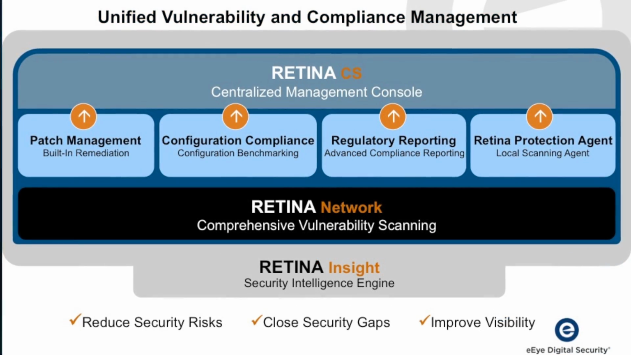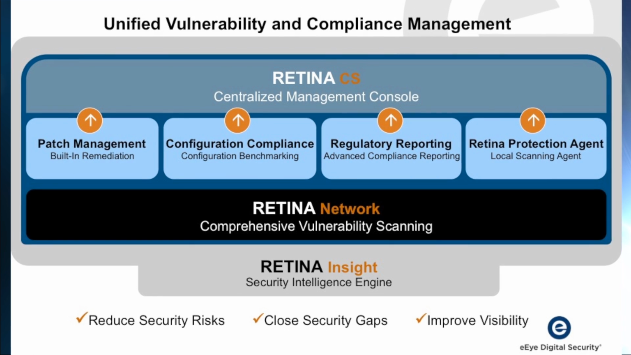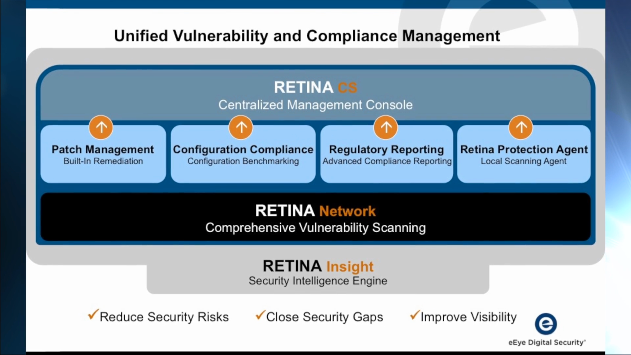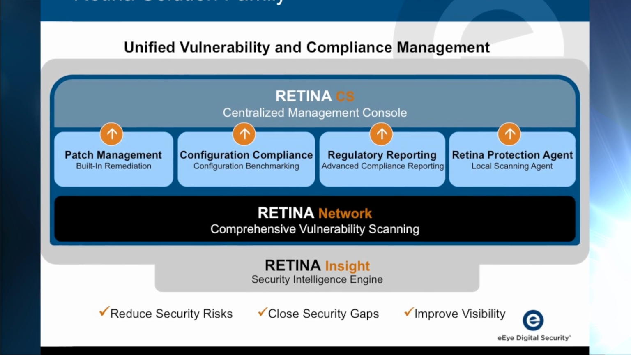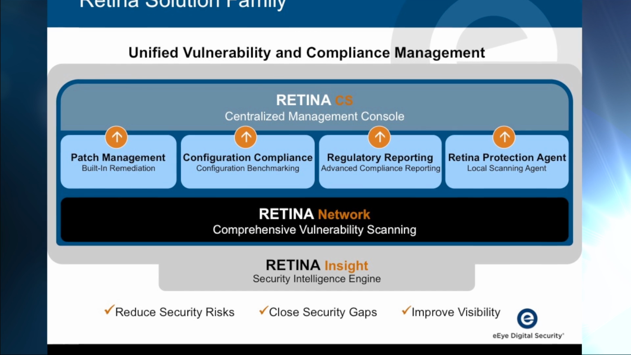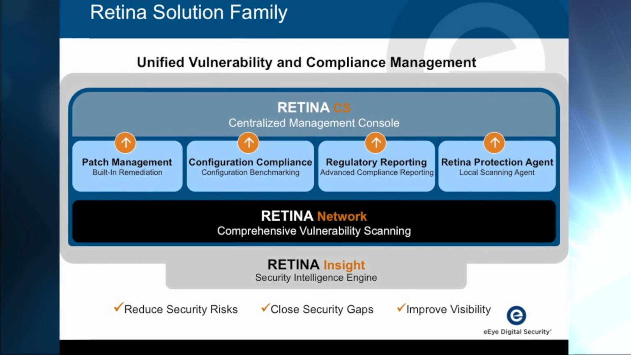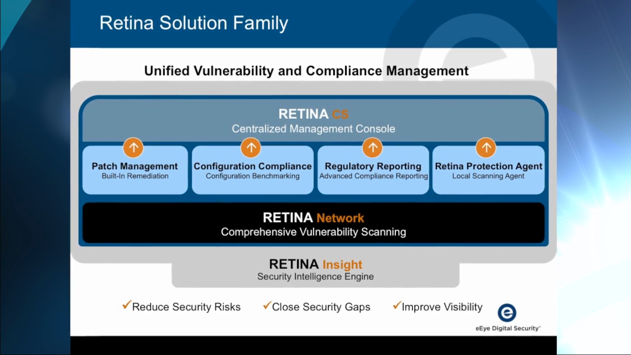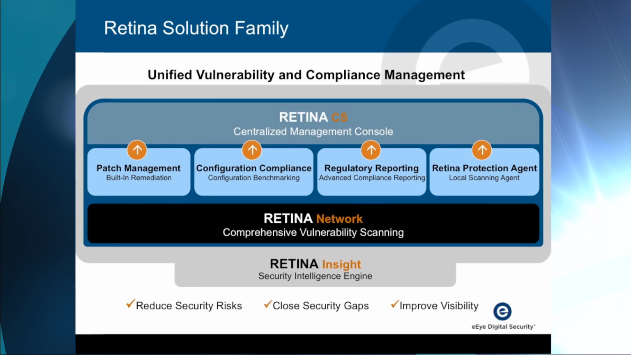Our solutions include a centralized vulnerability management console called Retina CS and a vulnerability assessment scan engine called the Retina Network Security Scanner. These two solutions provide patch management, configuration compliance using a certified SCAP engine, regulatory reporting, including IAVM reporting, and the Retina Protection Agent. All of this data is compiled into Retina Insight, a data warehouse for security intelligence.